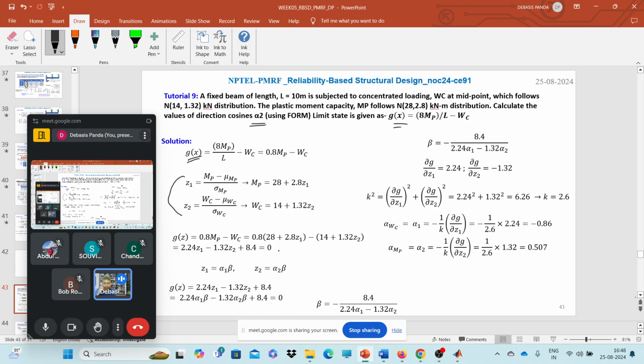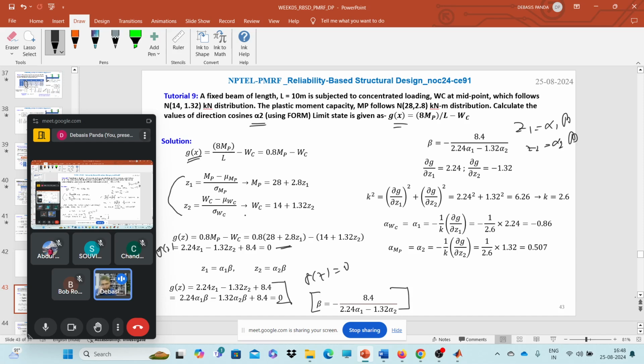Now, once we have the limit state in Z domain, this is your limit state G(Z). After simplification, you will get this. Now, after getting it in Z domain, what we need to do? Z1 is nothing but alpha 1 into beta, Z2 is nothing but alpha 2 into beta. Put these values, you will get it in terms of alpha and beta. Okay, now what do we know? G(Z) equals 0. So equate it, you will get an equation in terms of beta. So beta is equal to 0.84 divided by (2.24 alpha 1 minus 1.32 alpha 2).